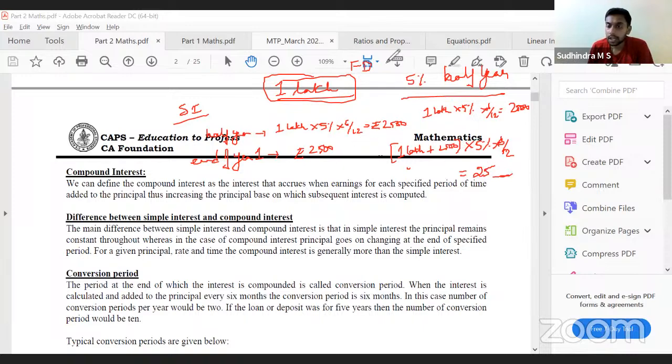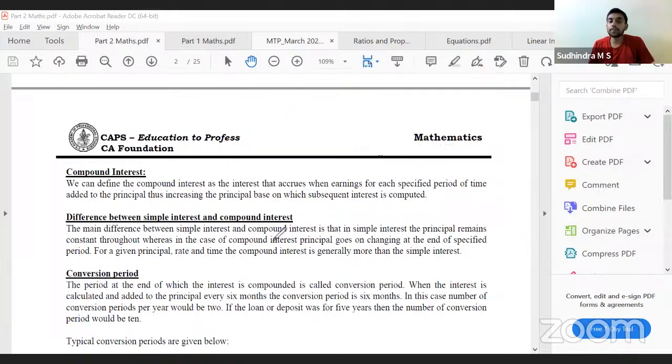Understanding the concept? So the difference between simple interest and compound interest is that in simple interest, principal remains constant throughout, whereas in case of compound interest, principal goes on changing at the end of the specified period. For a given principal, rate and time, compound interest is generally more than the simple interest, obviously, because interest is calculated on the compounded balance.